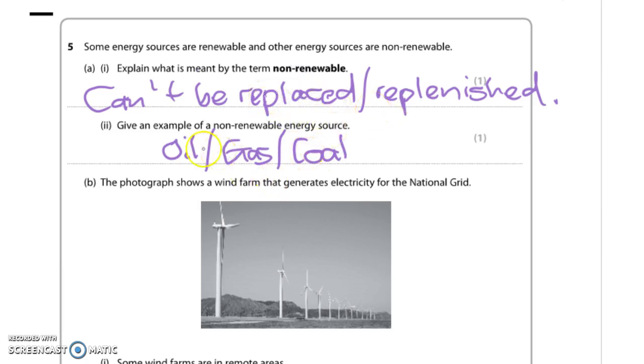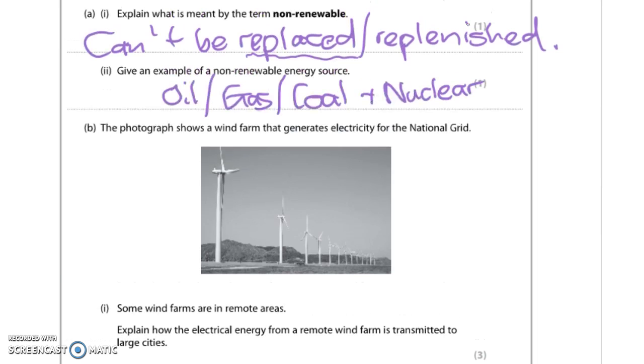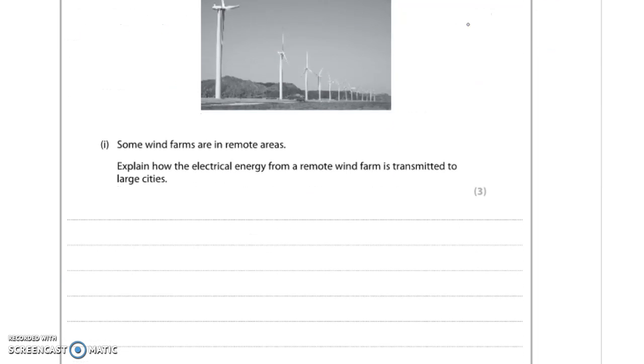Okay, and you might argue, well, these can be replaced, but the only way that you can replace them is on a timescale of millions of years. So they're certainly not easily replaceable. Okay, just thinking about it, there is another non-renewable resource, which is nuclear. Obviously, uranium-235, when that gets converted to krypton and barium, that's used up, then it's not easily replaced or replenished.